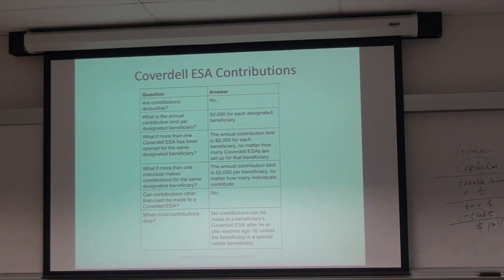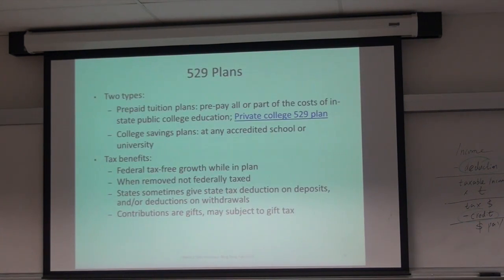Questions? No? Then we go to the more complicated ones. 529 plans. That's a very popular one. There are two types of 529 plans. One is called prepaid tuition plans. The second is called college savings plans. Does anyone have experience? Does anyone know the difference between prepaid plans and college savings plans? Anyone using the 529 plans now? No? Okay.